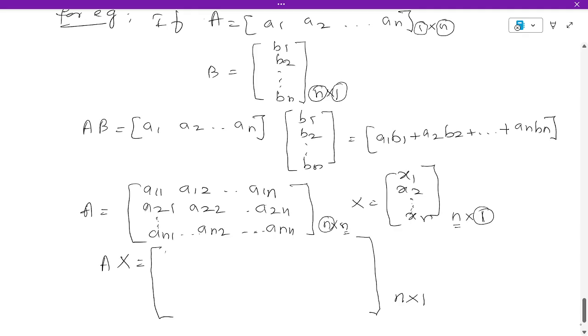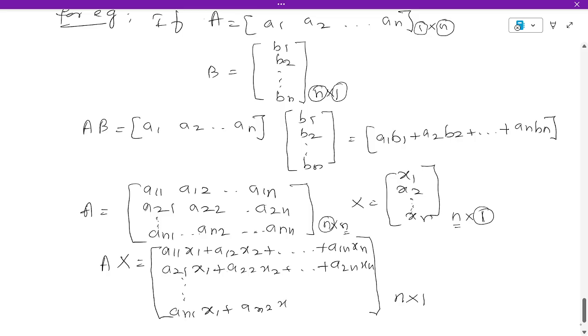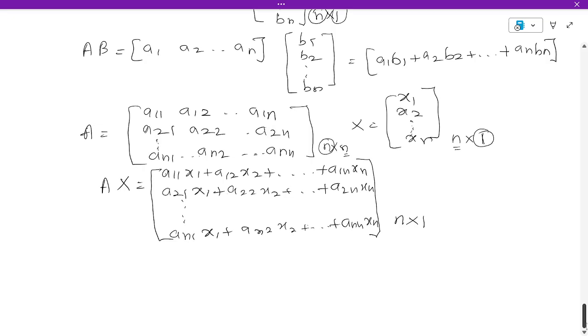So how can we multiply? A11 x1 plus A12 x2 etc. plus A1n xn. A21 x1 plus A22 x2 etc. plus A2n xn. An1 x1 plus An2 x2 etc. plus Ann xn. So here we can find that Ax.